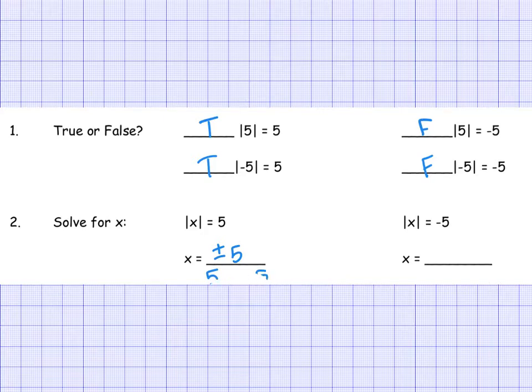Let me erase that though. And the next one, absolute value of x equals negative 5. This one does not have a solution because there is absolutely nothing that I can put in for x and take the absolute value of it that is going to come out a negative. So that one, no solution.